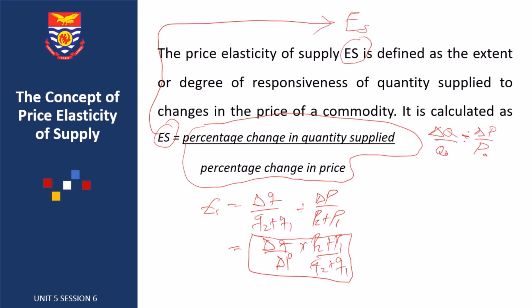So we know that the change in P is P2 minus P1, and the change in Q is Q2 minus Q1. The coefficient for this is always positive. The numerical value of the ES could be explained by any of the following. We are going to talk about fairly elastic, inelastic, and then perfectly elastic and inelastic supply using diagrams. So the upcoming slides will be adding to this.